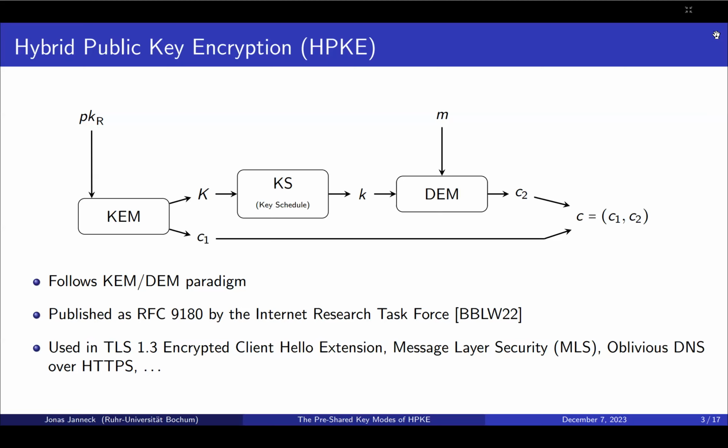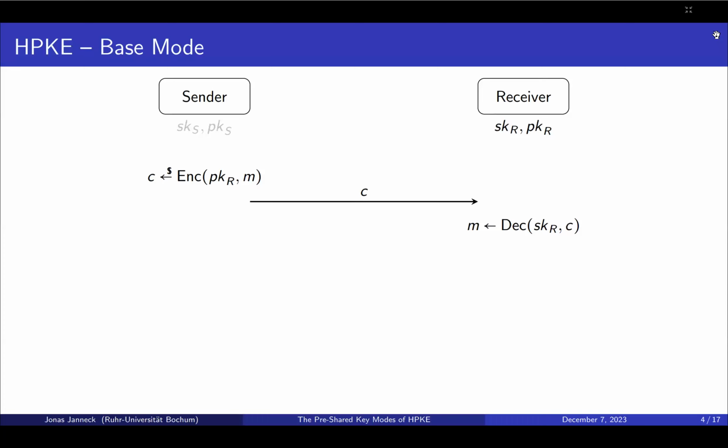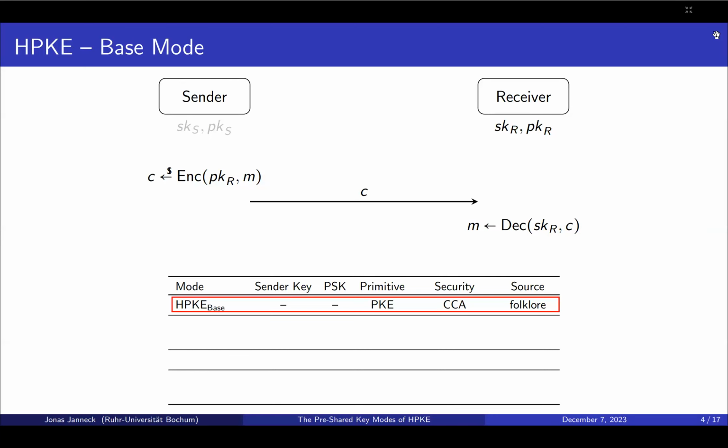Okay, and the standard HPKE comes in four modes, and I will briefly explain these modes. The first mode is the base mode, and in the base mode we have the sender and the receiver, and the sender wants to send a message to the receiver. It's just like normal PKE, so encrypt the message to the receiver and the receiver decrypts. So in the base mode we have sender keys, we have pre-shared keys, and the primitive is PKE, how they do the encryption.